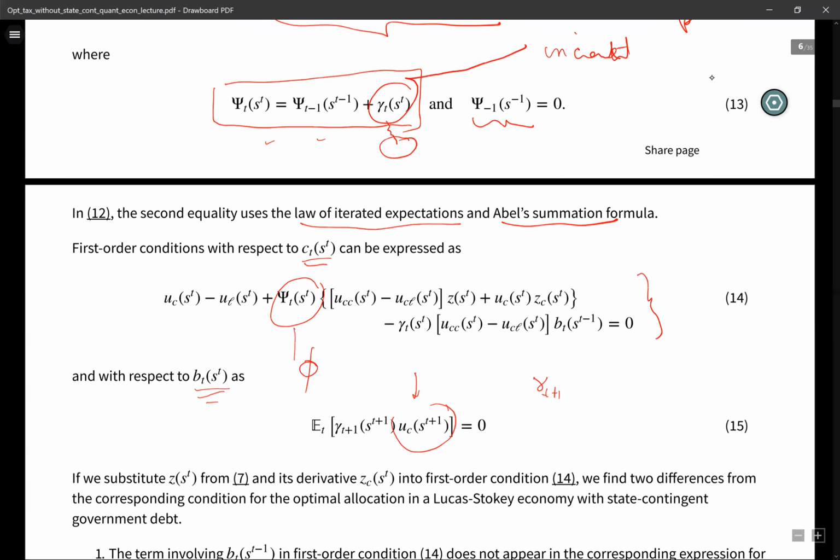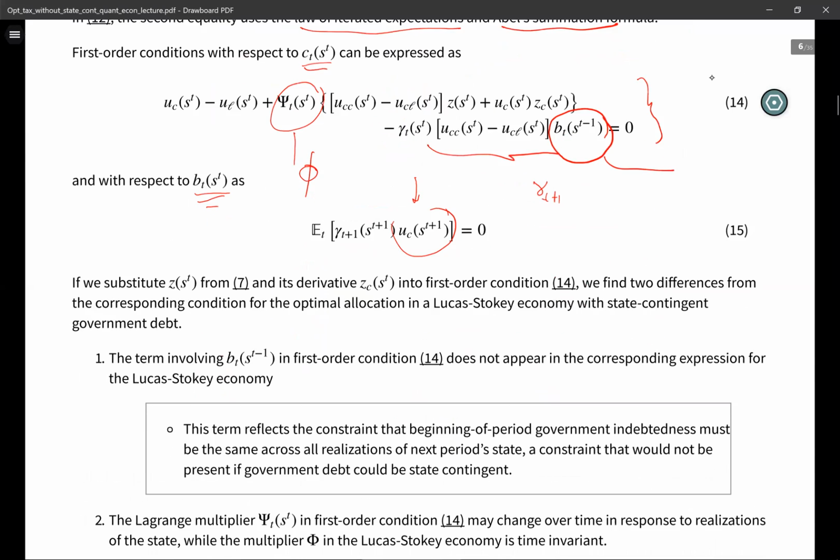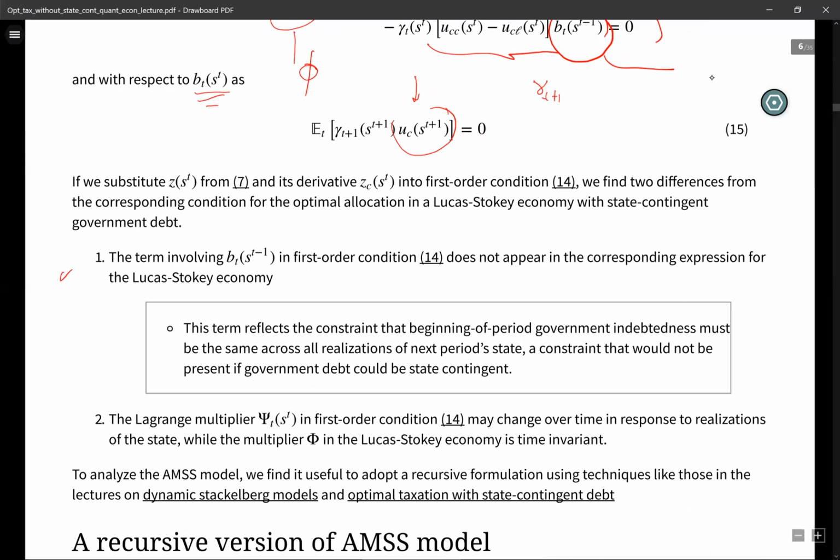And furthermore, psi will only be constant, phi, if gamma is zero. And if gamma is zero, then this term is out of there, and this looks just like Lucas and Stokey. But in general, it's not. And furthermore, allocations are actually going to be a function of b_{s_{t-1}} anytime gamma is not zero. Okay, so that's what this preaching is about.